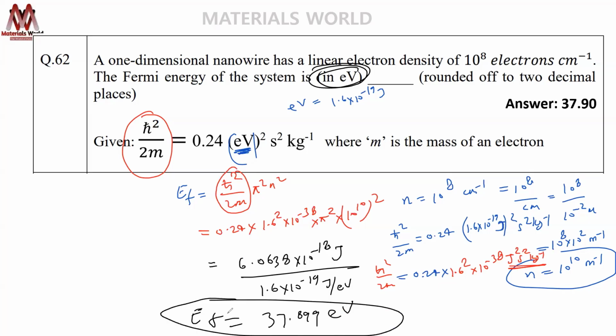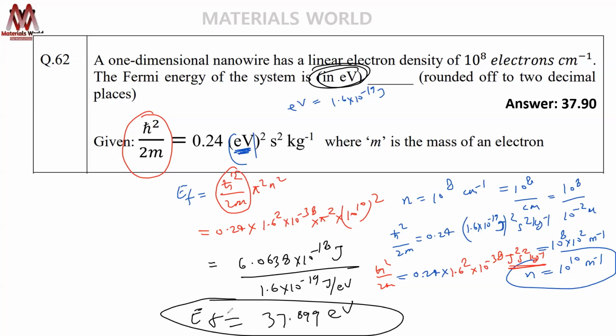So I hope from this demonstration you know what is density of state, how density of state is giving you number of electrons, and how density of states can be converted into number of electrons with the help of integration. How you can establish the relation between Fermi energy and electron density for 1D, 2D, and 3D.